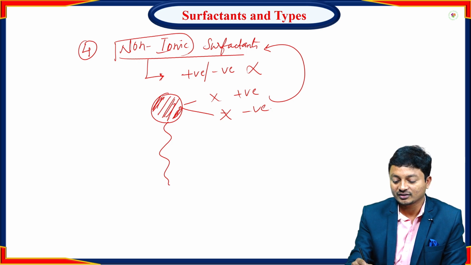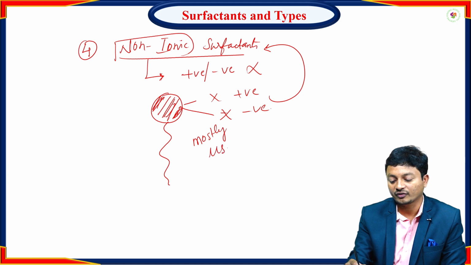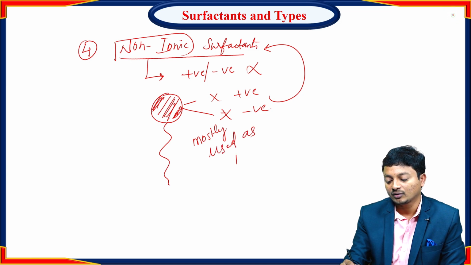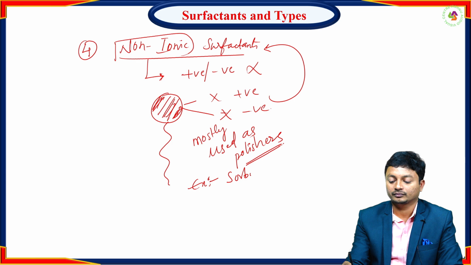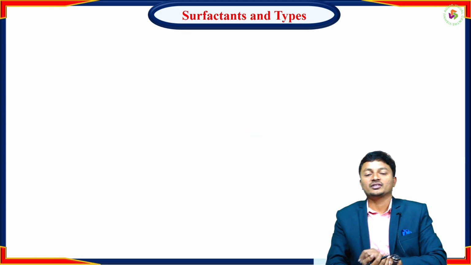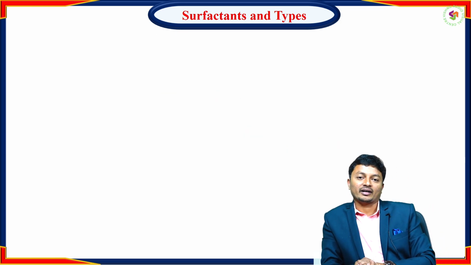These surfactants are mostly used as polishers. Examples: sorbitol, alkyl ethers. So these are the four different types of surfactants.